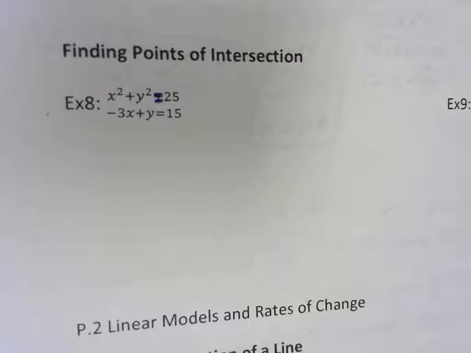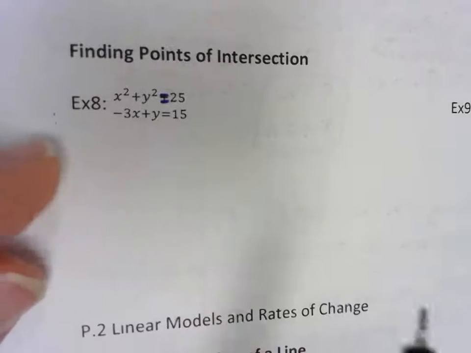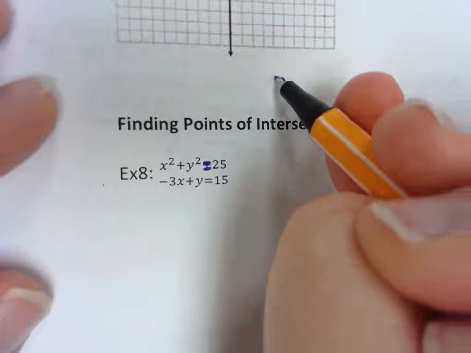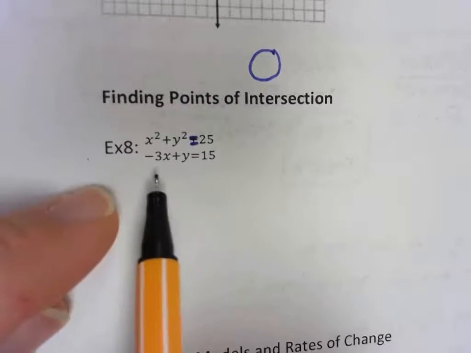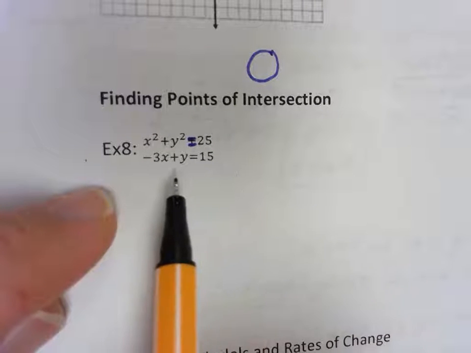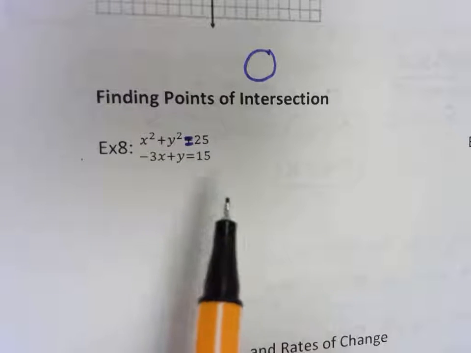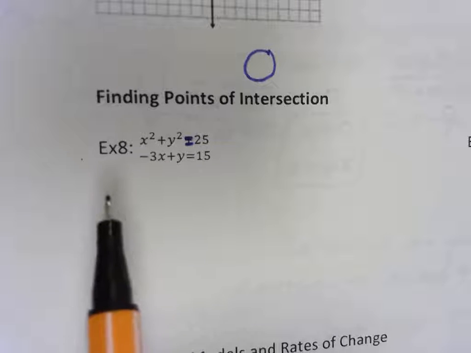So as I look at example 8, I kind of want to think about where do these two graphs cross? You could use Desmos or your graphing calculator, but you can kind of think about this. This first one, x squared plus y squared equals 25, is going to be a what? Circle. So I know I'm going to have a circle. This bottom one is just going to be a what? Line. X and y both have an exponent of 1, so it's linear, so it's going to be a line.